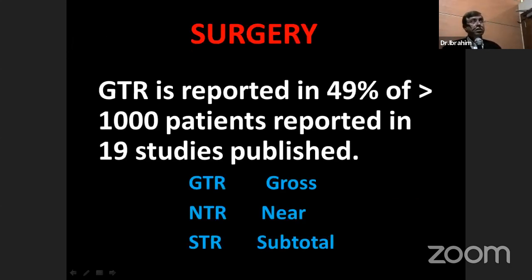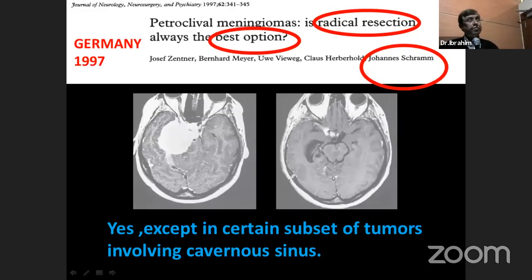Gross total resection is reported in about 50%. Why gross total resection? This is Simpson grade 2, not Simpson grade 1. Nobody can achieve Simpson grade 1 in the posterior fossa. But gross total resection is reported in more than 50% of patients.